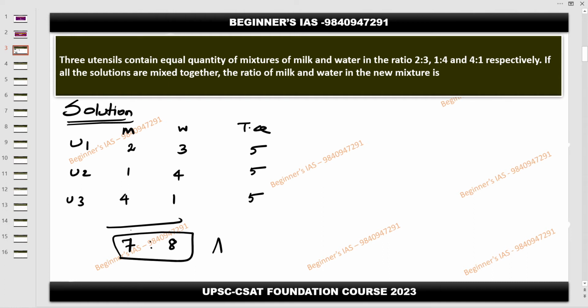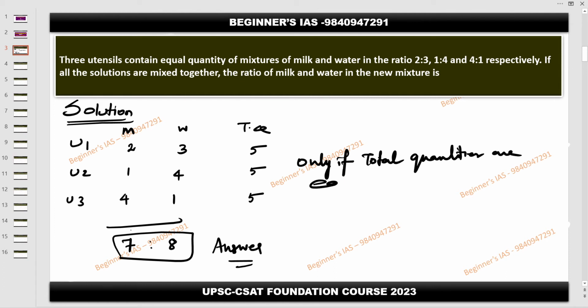Is it clear? Only if the total quantities are equal, you can go with this one. This is what we did in the previous class. Here the second method was already mentioned.